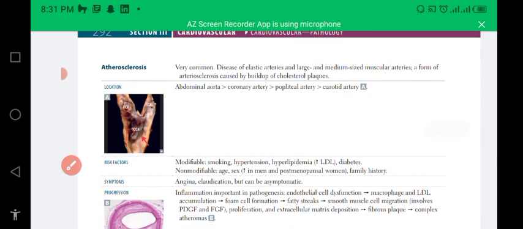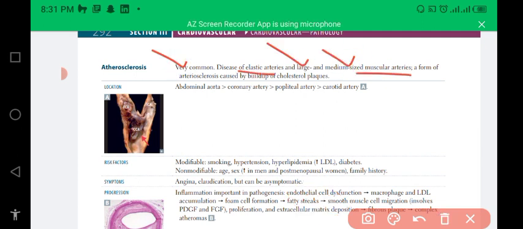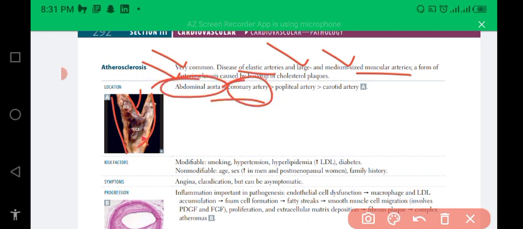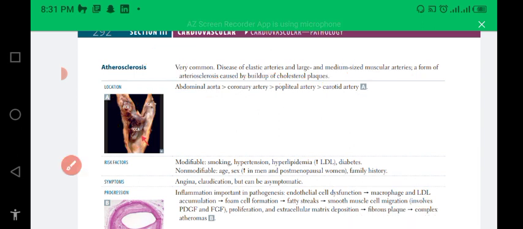Okay, so another disease is atherosclerosis. It is a very common disease of elastic arteries, and large and medium muscular arteries are involved. When atherosclerotic plaque builds up in the arteries and vessels, that is known as atherosclerosis. Abdominal aorta, then popliteal artery, and then coronary artery are involved in atherosclerosis.